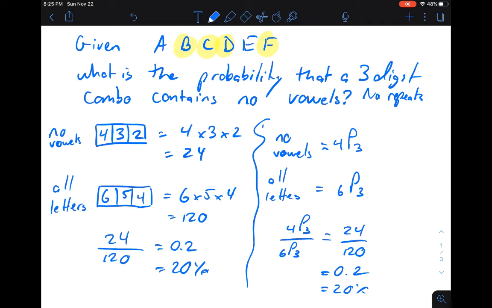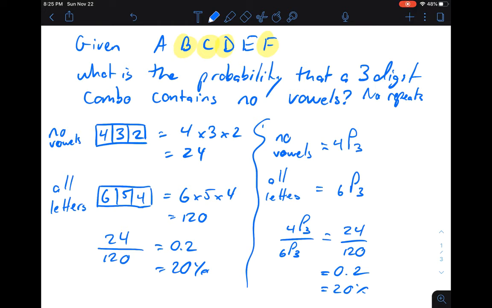So a permutation, basically what you're doing is, out of a collection of n objects, you're selecting r of them, and the order does matter. So again, for no vowels, there's 4 of them. I'm going to pick 3 of them. And out of all of the letters, there's 6 of them. I'm going to pick 3. And we make this into a probability question by turning it into a fraction. So I hope this makes sense in how you can do probabilities like this.